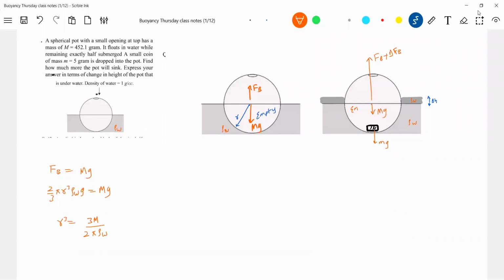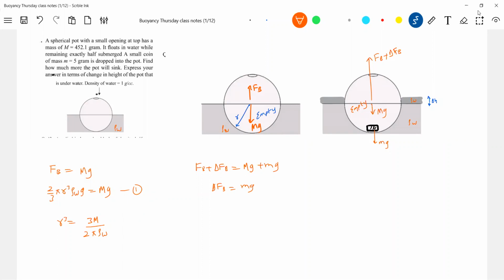Once again, I'm writing it is empty. Let's get into this one. This is the equation 1. Now what to do now? So shall we write only that FB plus delta FB is equal to mg plus small mg. These two will get cancelled out. So again, we'll end up with only this much.